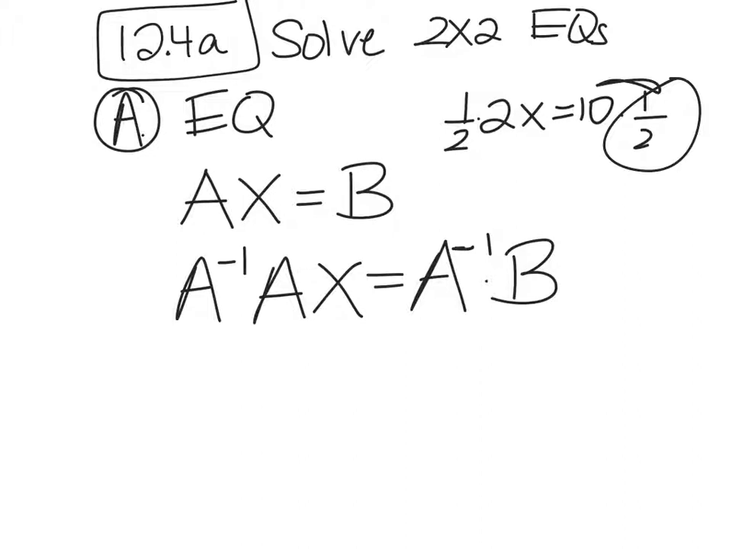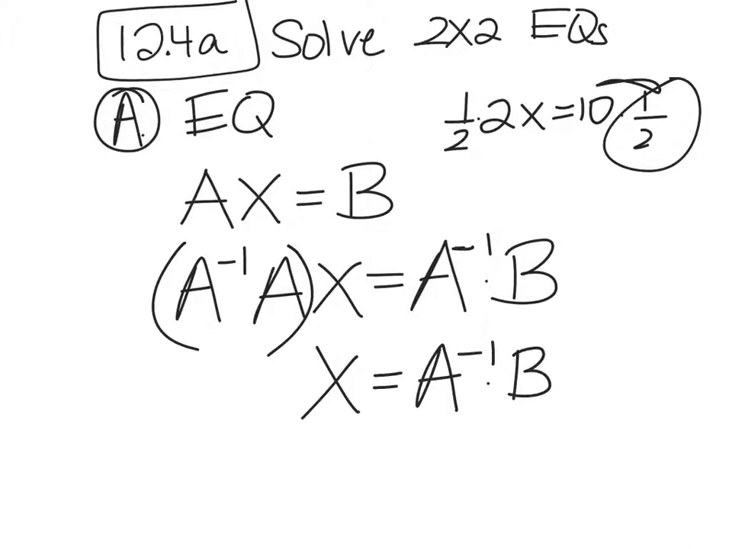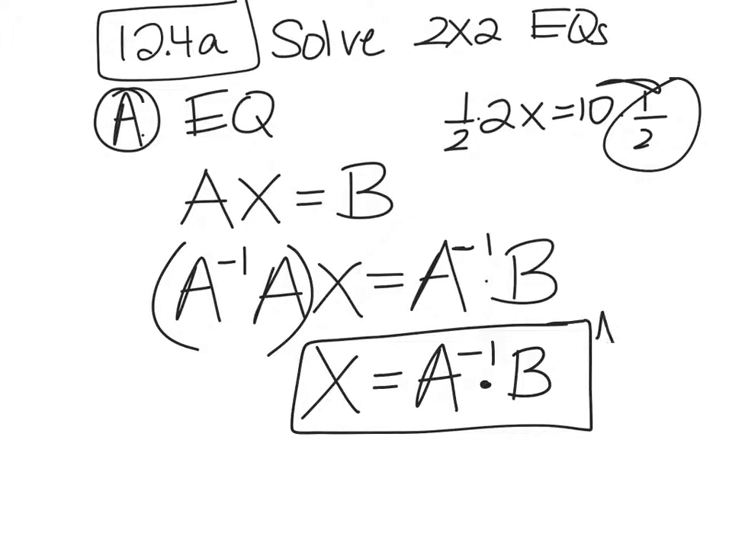And then what you get here, remember we just showed this. When you multiply 2 inverses together, you get that special matrix, 1, 0, 0, 1, which is just the 1 matrix. So you just get x. It's like they cancel each other out. X equals A inverse times B. So that's going to be our goal right there, is to do that.